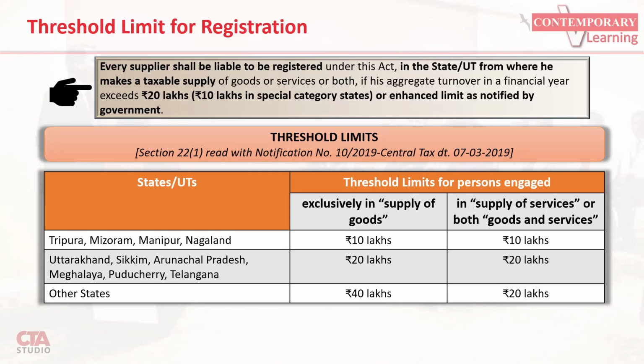For other states, there is a distinction. If you are engaged exclusively in supply of goods, your threshold is 40 lakh rupees. However, if you are engaged in supply of services or both goods and services, your threshold is 20 lakh rupees. However, there is an important exception. The enhanced threshold limit is not applicable to persons engaged in making supply of specified goods. These are certain categories of goods where the government wants to ensure registration regardless of the higher thresholds.